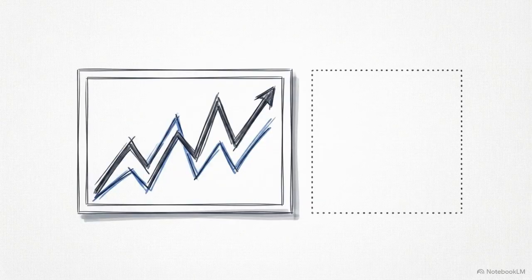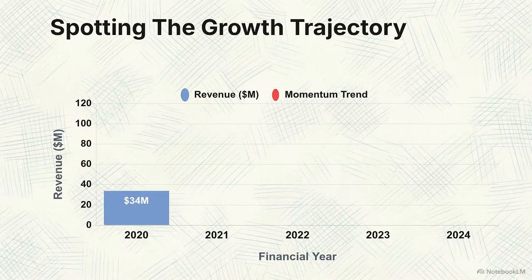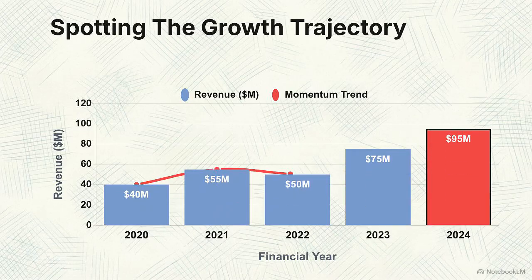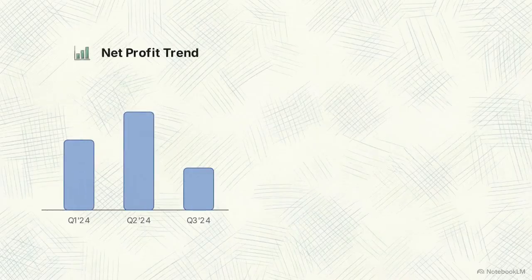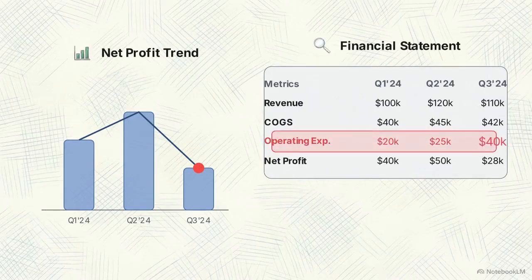Phase 1 happens in the chart subtab. This is where you establish the what, identifying the visual trajectory of the company at a glance. Phase 2 happens in the statement subtab. This is where you drill down into the expandable tables to find the why, the specific line items driving those visual trends.